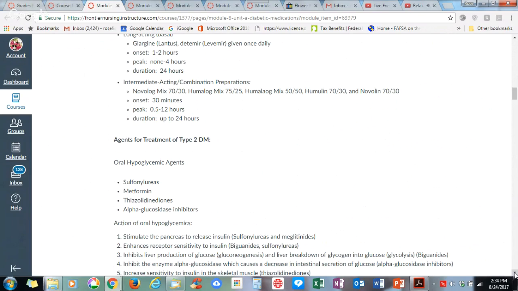Intermediate acting combination preparations are Novolog mix 70-30, Humalog mix 75-25, another Humalog mix 50-50, Humulin 70-30, and Novolin 70-30. The onset is 30 minutes, peak is 0.5 to 12 hours, duration up to 24 hours.